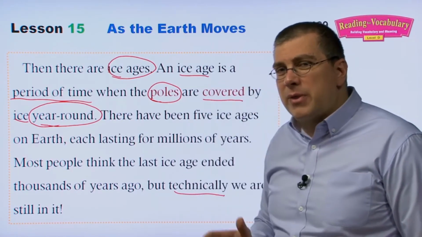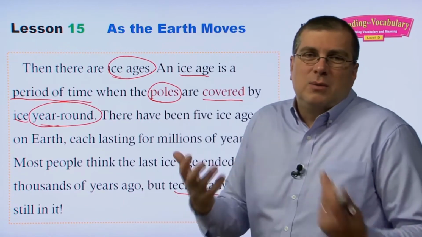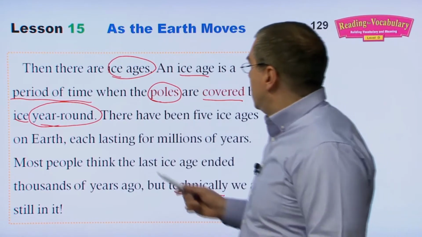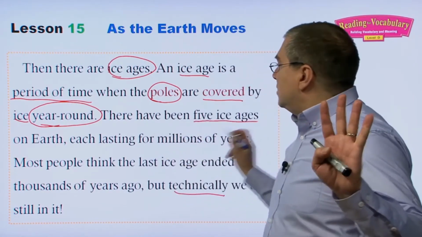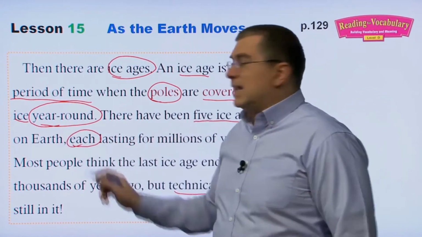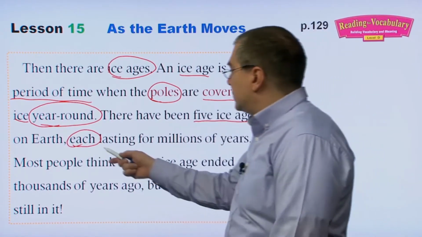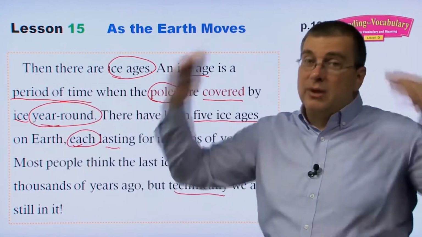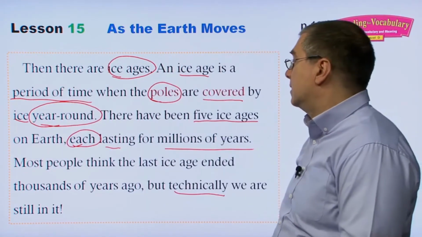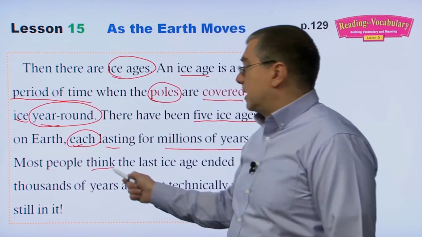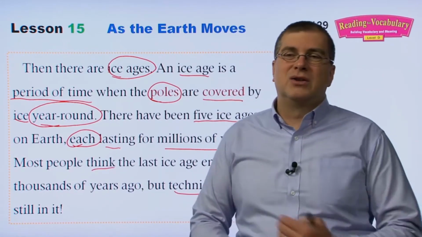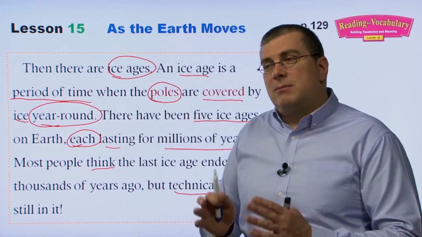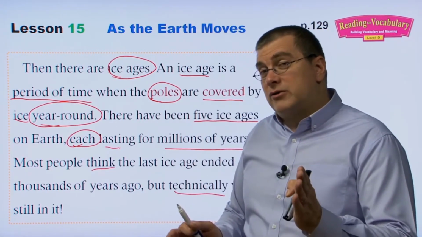That's something we don't normally think about because, of course, as human beings, we don't normally think beyond our own lifetimes. Okay, there have been 5 ice ages on Earth. Each ice age lasts for millions of years. Okay, we're talking about huge amounts of time here. Very difficult to understand or comprehend. So most people think, that's like common knowledge. Well, you know, most people might think this way. And a lot of times, the way that most people think isn't always true, right?